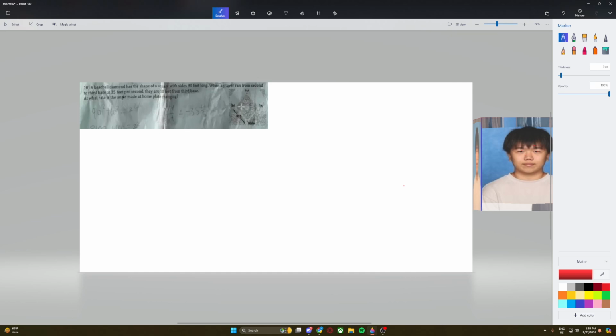A diamond mine cart, 90 feet long, 35 feet per second. I did this in the last video, so let's draw it out. We got a square diamond shape, 90 feet long, and some person is 10 feet away from third base. And it's asking for the rate of change of the angle.